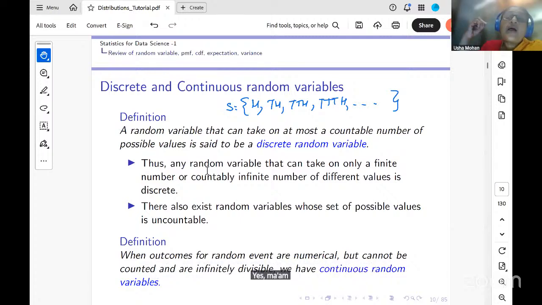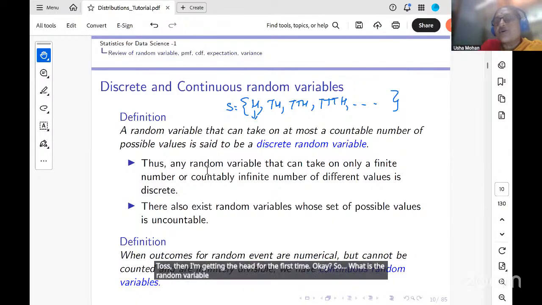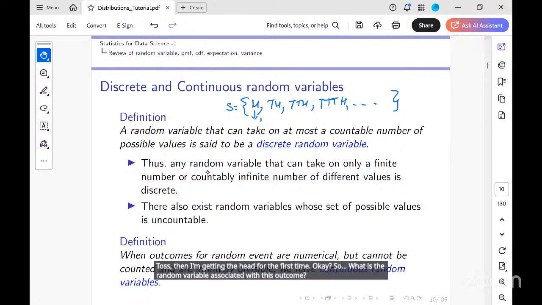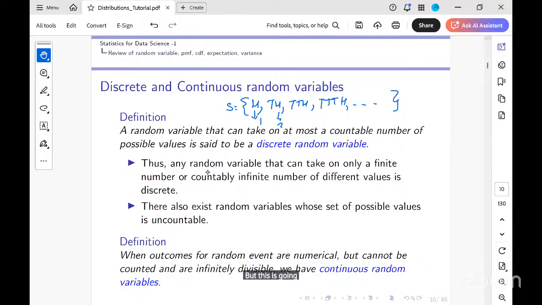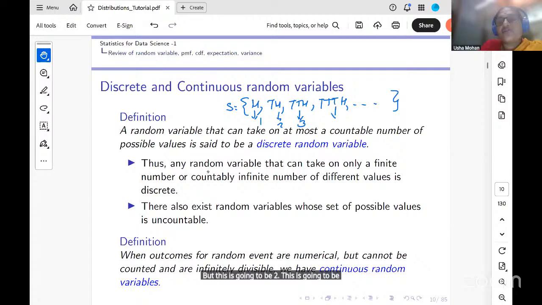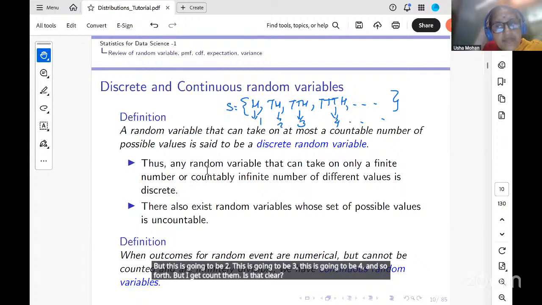Now the random variable is the toss on which I get the head for the first time. So what is the random variable associated with each outcome? This is going to be 1, this is going to be 2, this is going to be 3, this is going to be 4, and so forth. But I can count them. Is that clear?